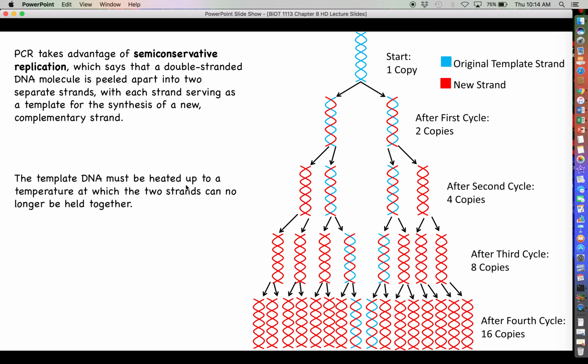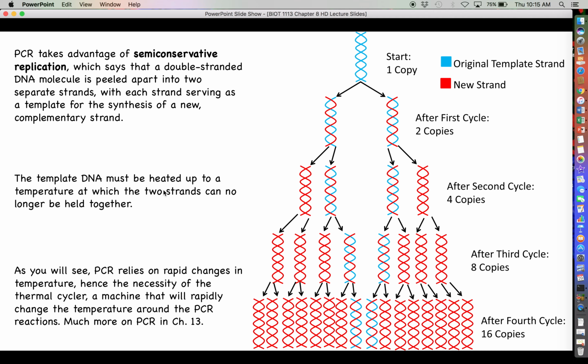So like I said, the thermal cycler is exquisitely important to PCR. So the first reason why you need a thermal cycler is that you need to increase the temperature greatly in order to break these two strands apart up here. Otherwise, they're going to be stuck together and the primer will never be able to bind. So the template DNA has to be heated up to a temperature at which the two strands can no longer be held together. And then every other temperature change is something that we'll talk about later on when we actually discuss the intricate details of how to do a PCR reaction. So we don't need to worry too much about it just yet.